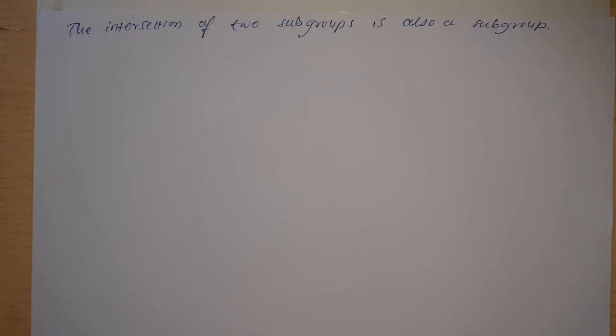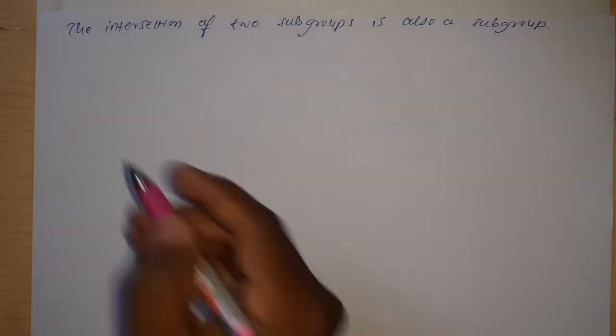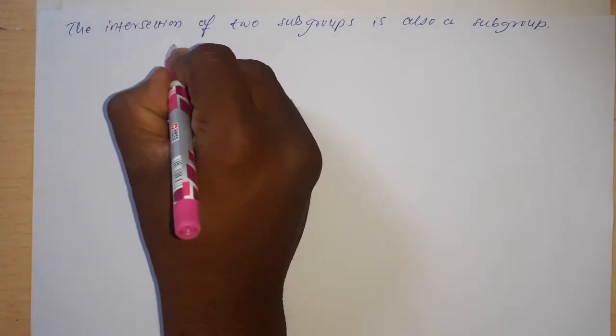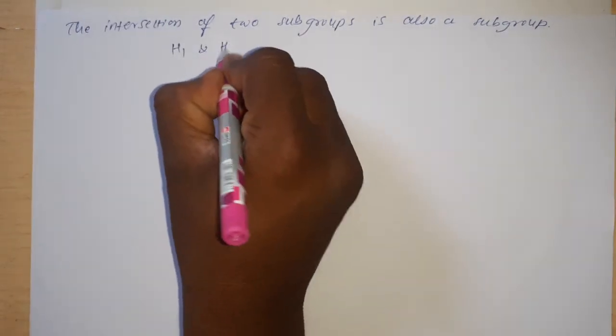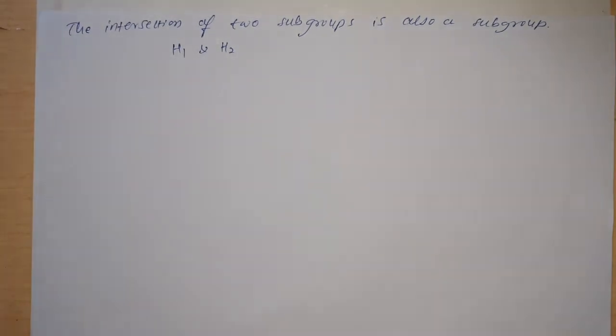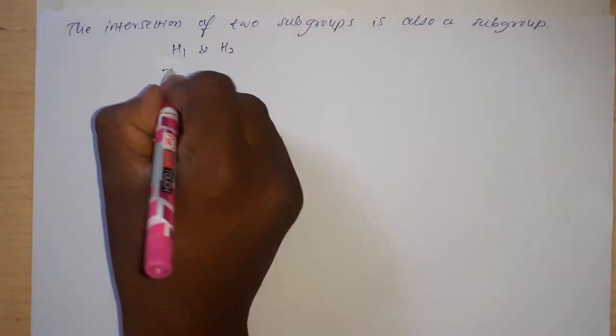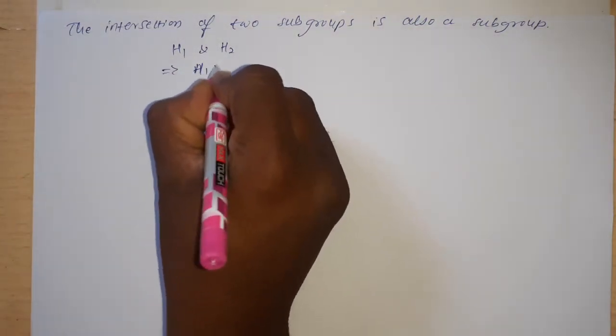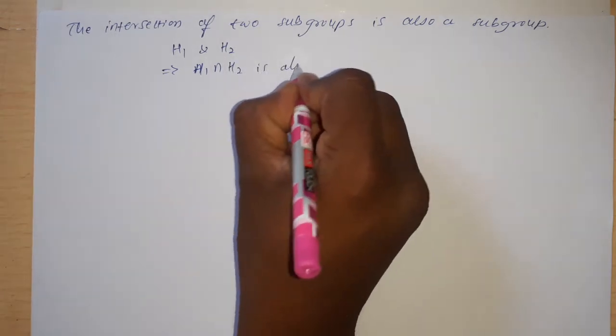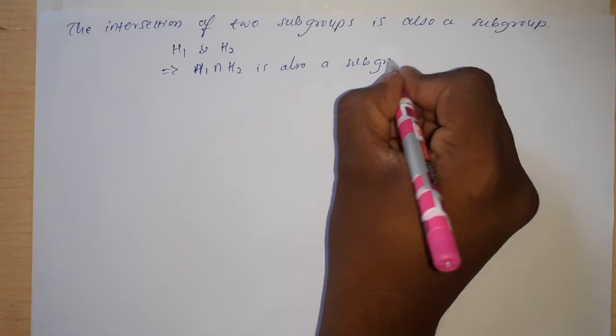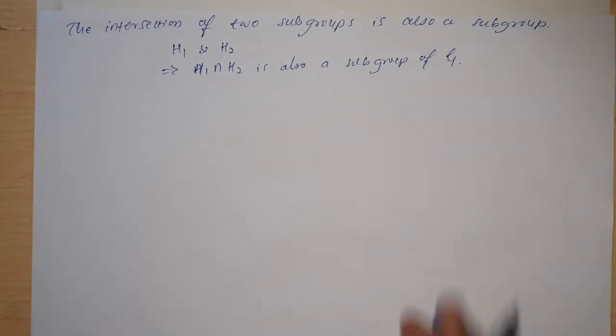In this class, let us discuss one more theorem on subgroups. The statement of this theorem is: the intersection of two subgroups is also a subgroup. It means that if there are two subgroups H1 and H2, then the statement implies that H1 intersection H2 is also a subgroup of G.